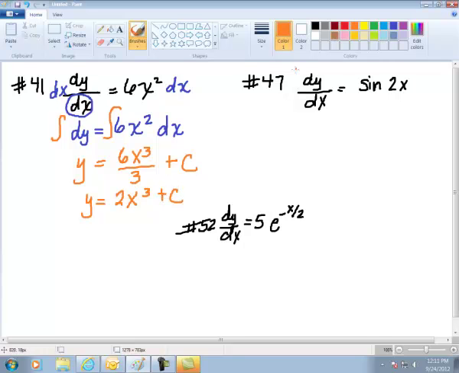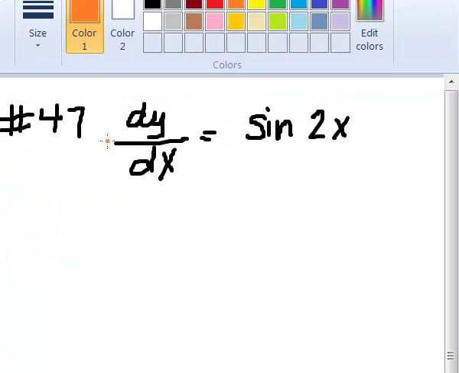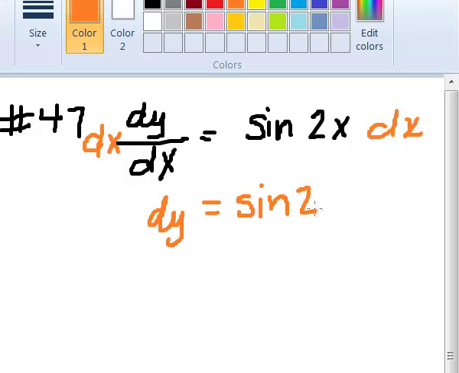Let's try another one. In this one, same thing. I want to get my dy isolated over here. If I had any y variables, I'd want it to be over here as well. We'll talk about that in some later videos. But for now, just think about multiplying each side by your dx, or just moving your dx over to the right hand side. Over here, I'm just left with my dy, and over here, I'm left with sine 2x dx. And now I'm ready to integrate both sides to find a general solution.